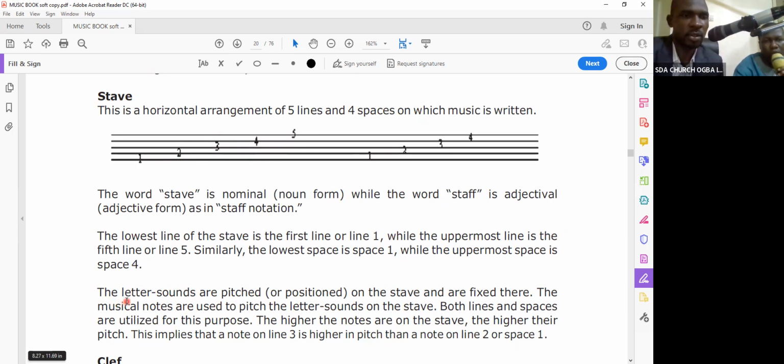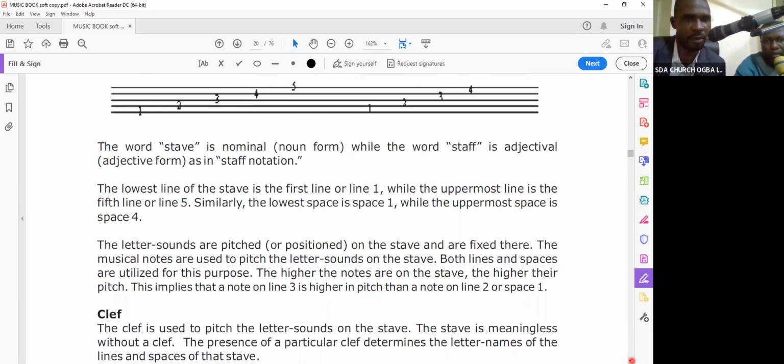Okay. So the letter sounds, what I mean by the letter sounds are those alphabets. The letter sounds are pitched or positioned on the stave and are fixed there. That is A, B, C, D, E, F, G. They are positioned on the stave and they are fixed. So the musical notes are used to pitch the letter sounds on the stave. The musical notes that we have are the ones we mentioned earlier, we have crotchets, quavers. All those notes are used to pitch the letter sounds on the stave.